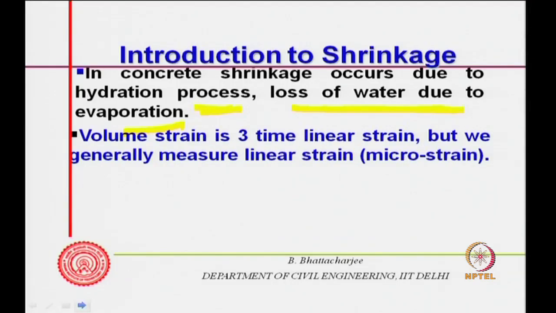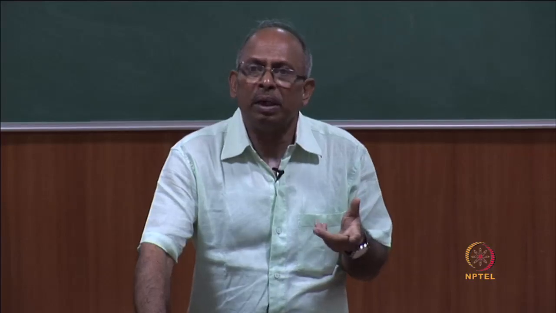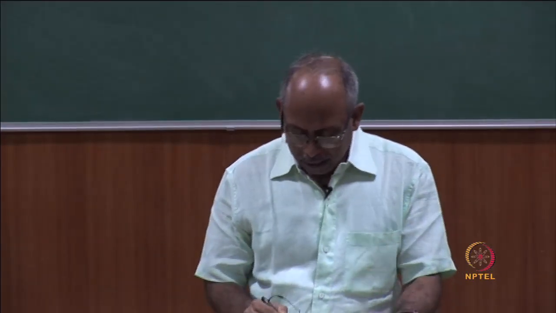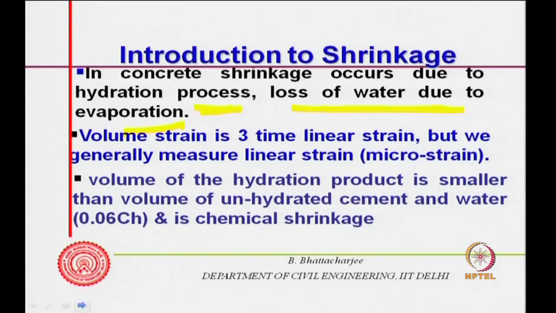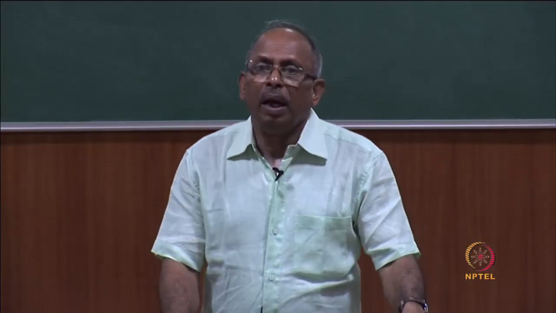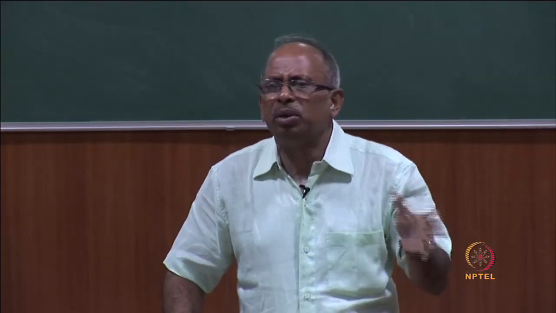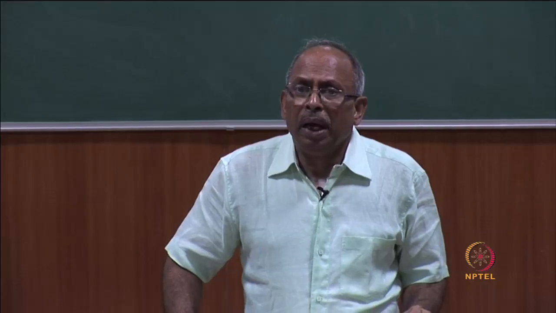Generally there is a volume strain, it is not actually linear strain, it is essentially volumetric changes that are occurring. But we measure the linear strain, and when we talk about shrinkage in terms of linear strain, that is in microstrain, of the order of 10 to the power minus 6. So, we measure it that way. Right in the beginning of the hydration process, the volume of the hydration product is smaller than the volume of the unhydrated cement. We have seen that while we looked into the cement hydration process, and we actually calculated that as 0.059 CH or 0.06 CH, if you remember, and that is what is chemical shrinkage.